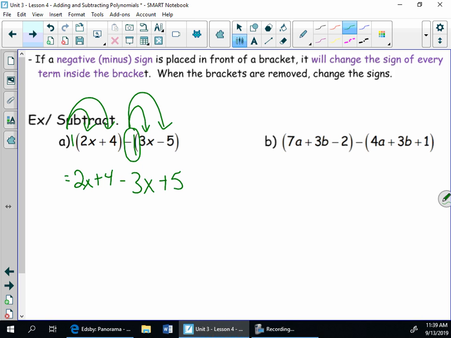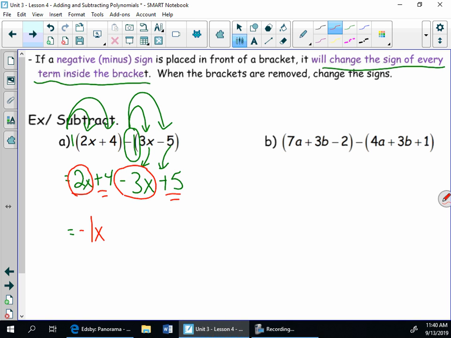What does that negative sign do to the bracket? It changes the sign of every term. If you look, this was a positive, now it's a negative. It was a negative, now it's a positive. And once we've got rid of our brackets, let's start collecting. 2x's minus 3x's. That gives me negative 1x's. Positive 4 plus 5. That's plus 9. Done.